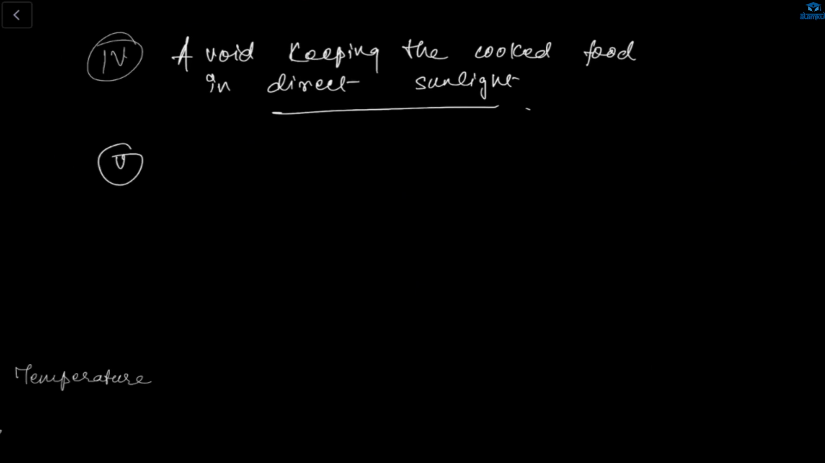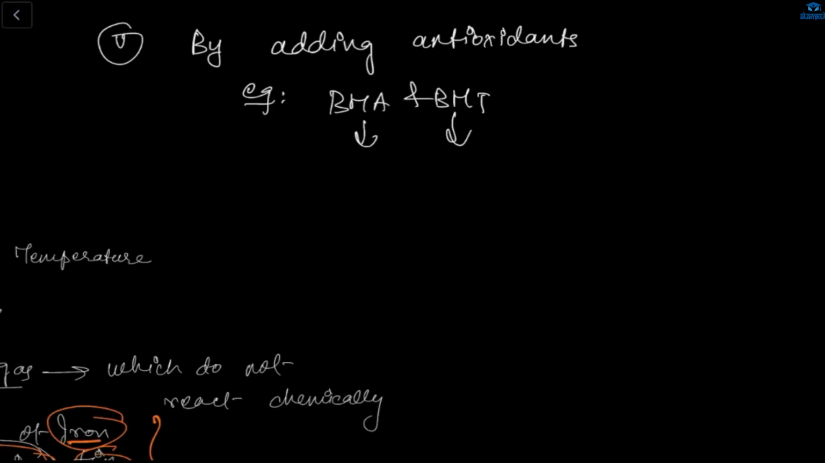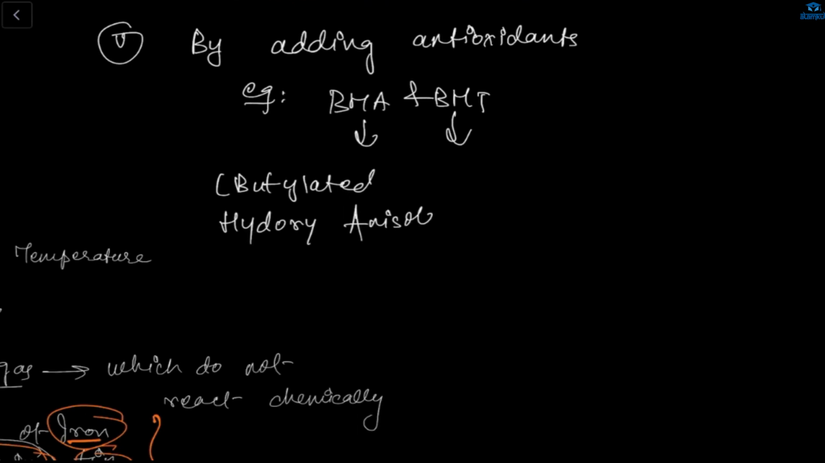Also, by adding antioxidants, we can prevent rancidity. And what is an antioxidant? The examples are BHA and BHT. What is BHA and BHT? Anybody? Nobody? See, the full form is butylated hydroxyanisole. This term you will learn later.